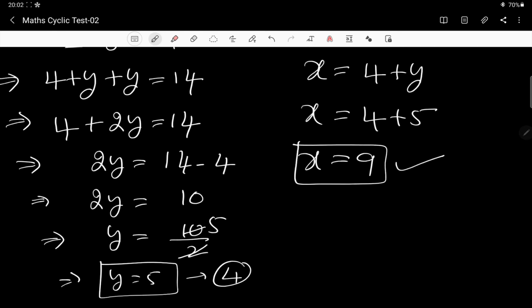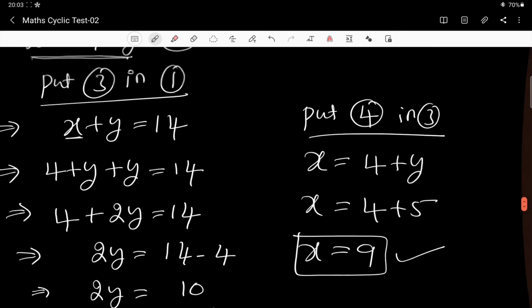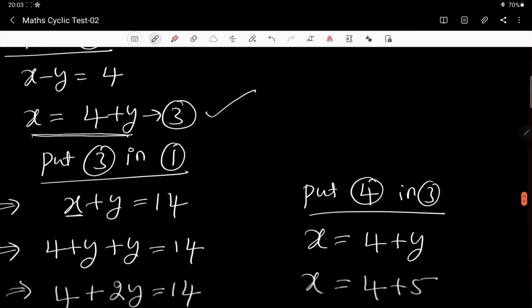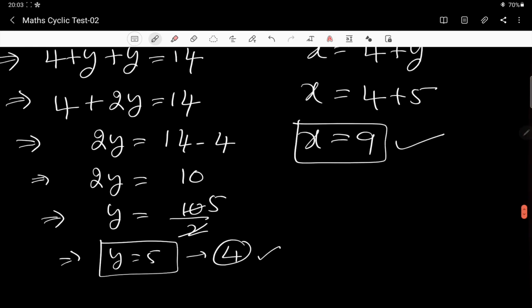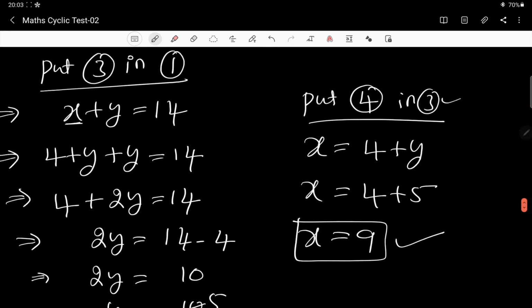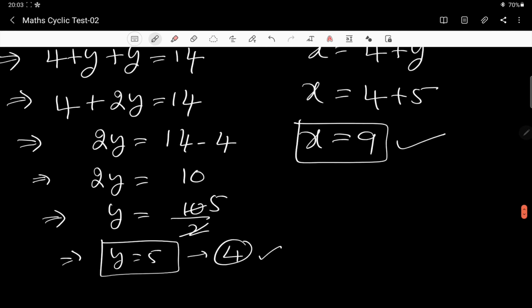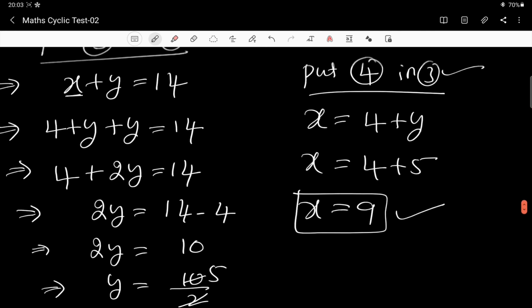See, dear children, while solving by substitution method and elimination method, whatever method it is, you have to keep on calling these equations as equation number 1, equation number 2, equation number 3, then equation number 4, so that your calculation skills improve, and you are able to mention things like put 4 in 3. This is the way a mathematics student solves these things. I hope you are understanding what I'm trying to say.